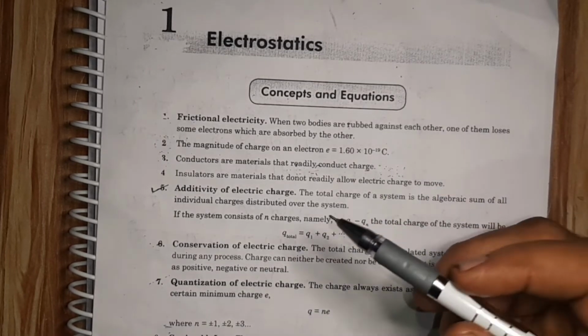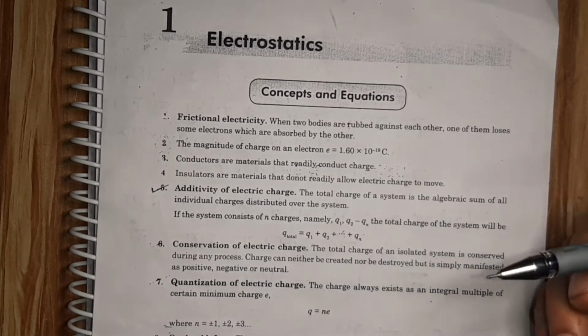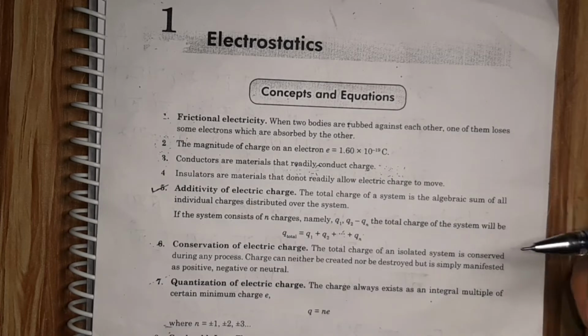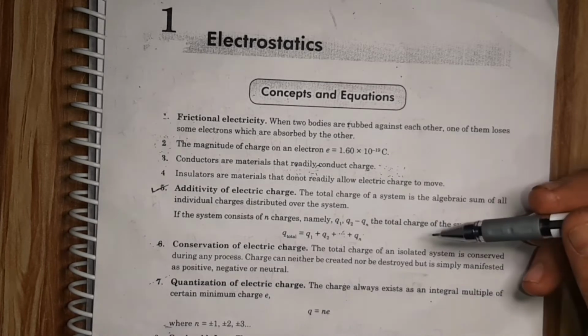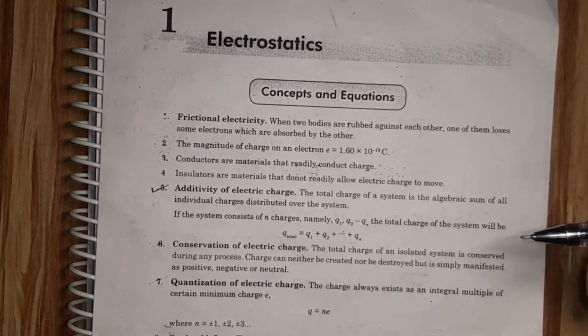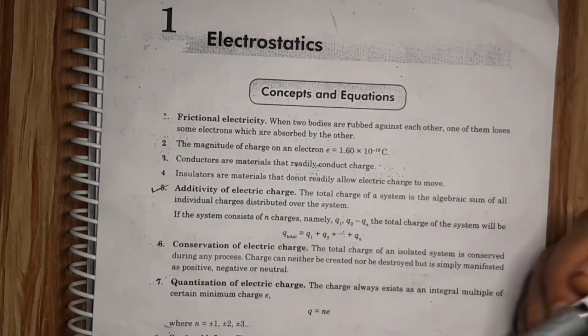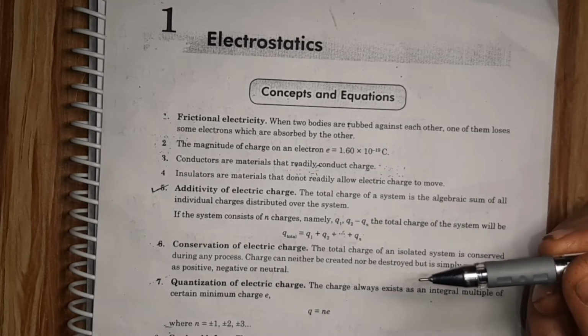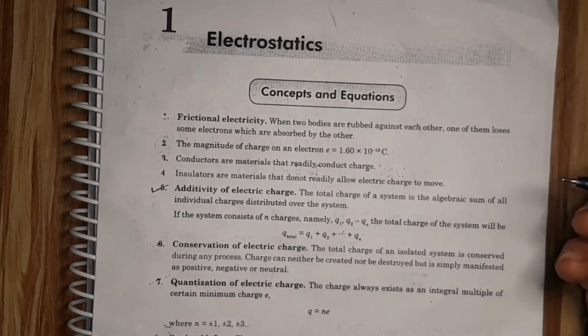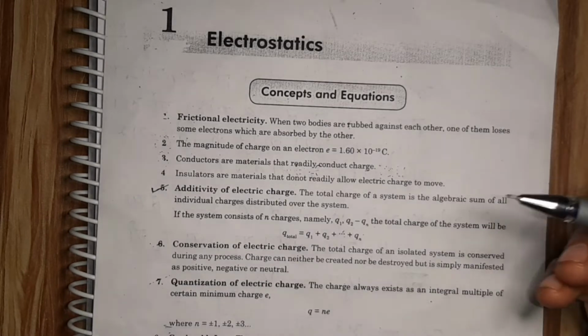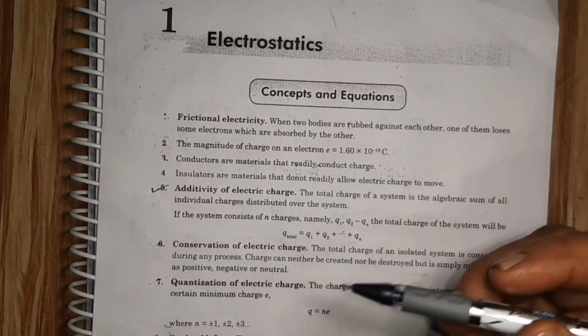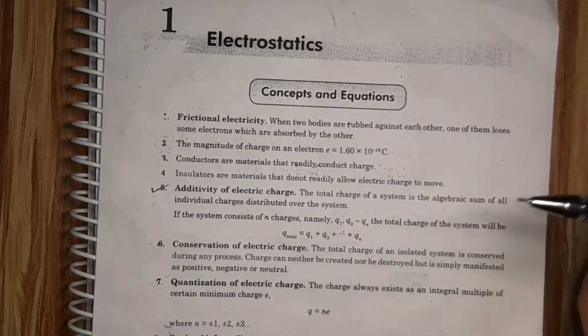Now sixth, conservation of electric charge. The total charge of an isolated system is conserved during any process. Charge can neither be created nor be destroyed. It is simply manifested as positive, negative or neutral.